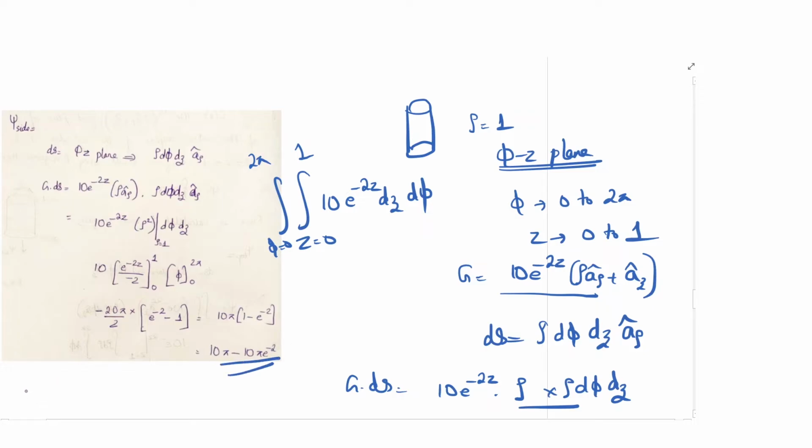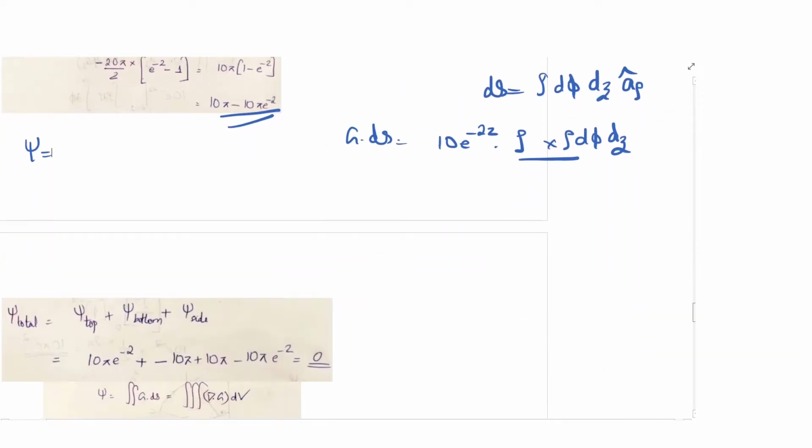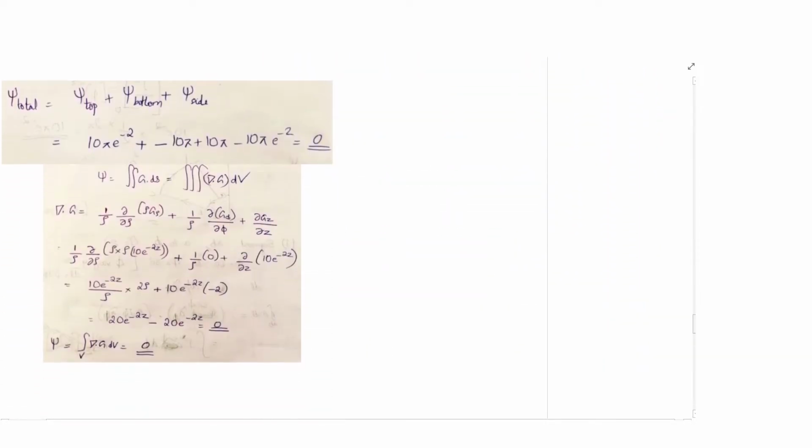Now the total phi will be adding the three values, I top plus I bottom plus I side. We integrated in three ways, in three steps, and on adding these three you will be getting 0. So this is a lengthy procedure to calculate flux, right? You have to separately calculate top part, bottom part and side part. On adding these three you are getting the value as 0.